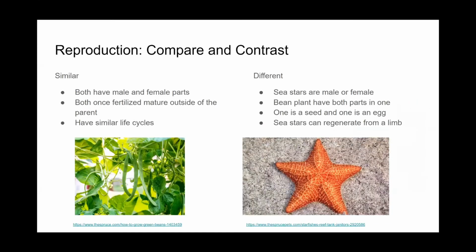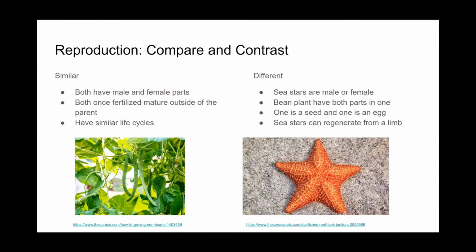Both the sea star and the bean plant express similarities and differences in the way that they reproduce. They're both similar in that they both have male and female parts. The difference is that the parts are together in the bean plant and separate in the sea stars. The next similarity is that the fertilized egg and seed both mature outside of the parent. For the bean plant, the seed matures in the ground, and for the sea star, the egg matures suspended in the water.